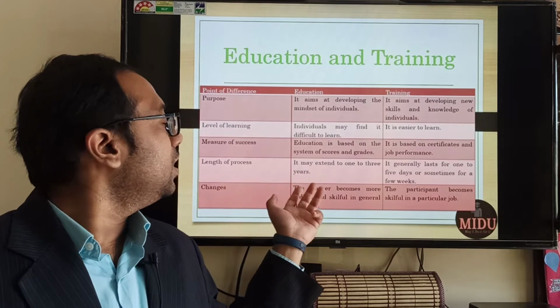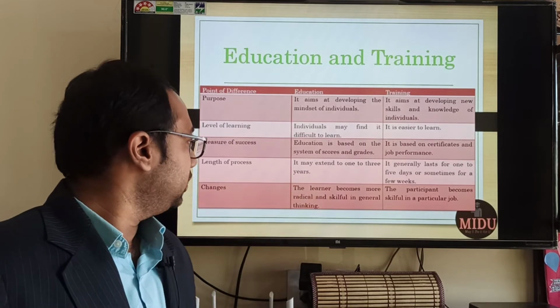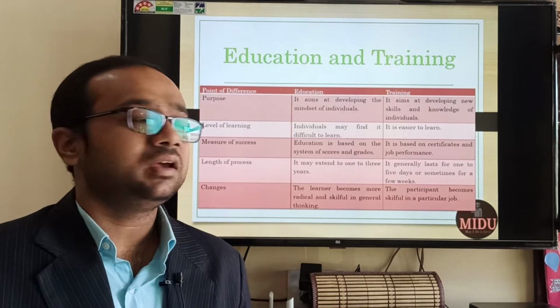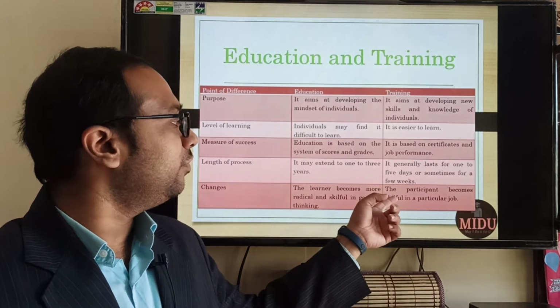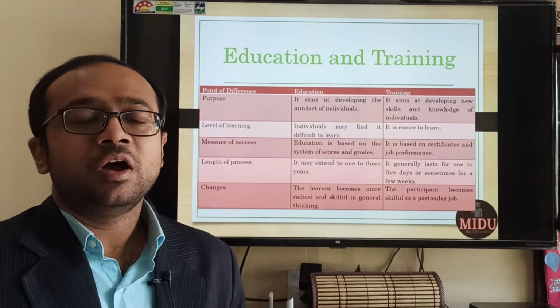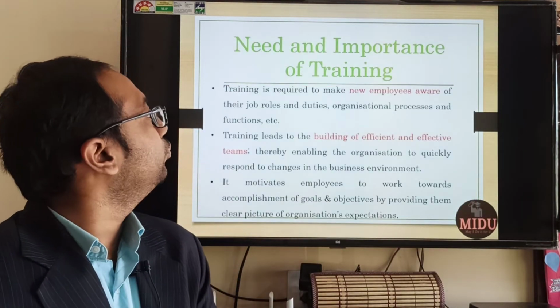Now the changes. Because of education, the learner becomes more radical and skillful in general thinking. So overall thinking is getting improved. Whereas because of training, the participant becomes skillful in a particular job. So these were the distinctions between training and education.